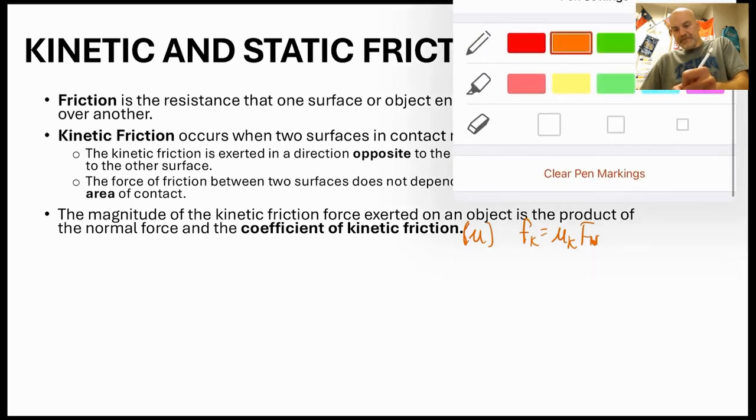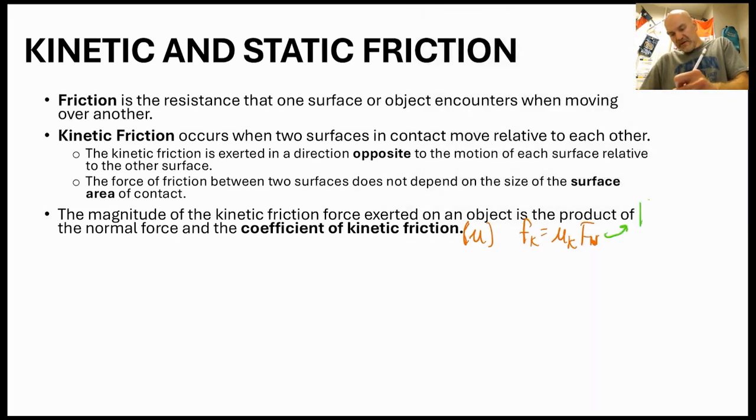But typically, the normal force is equal to the weight in some way. If it's just a box sliding on the surface, it is just the weight. If it's on an inclined plane, it's going to be mg cosine theta. If you have any other kind of force acting on it, you may have to account for that. But that is the kinetic friction.